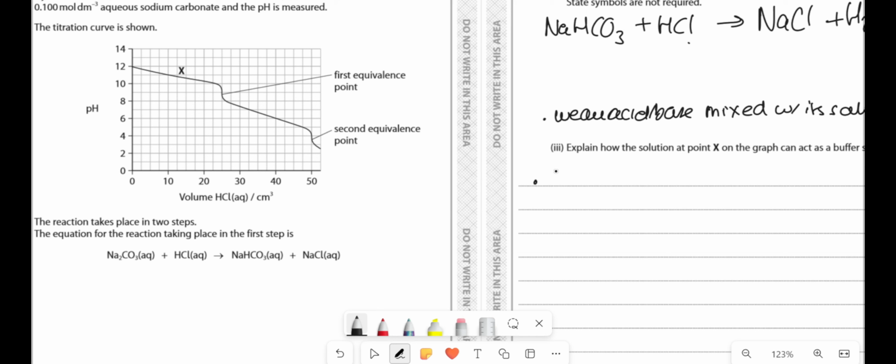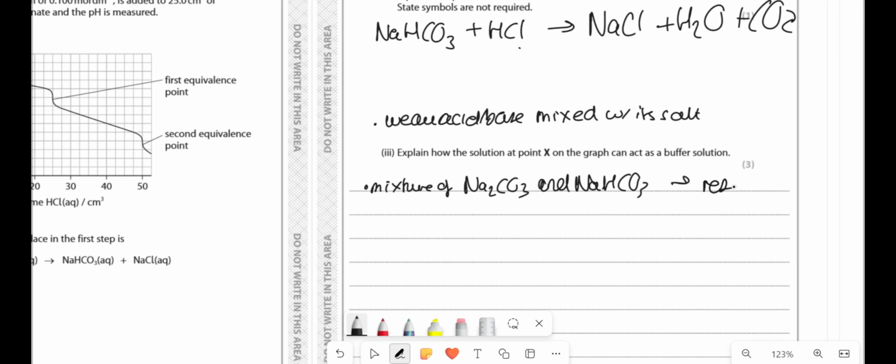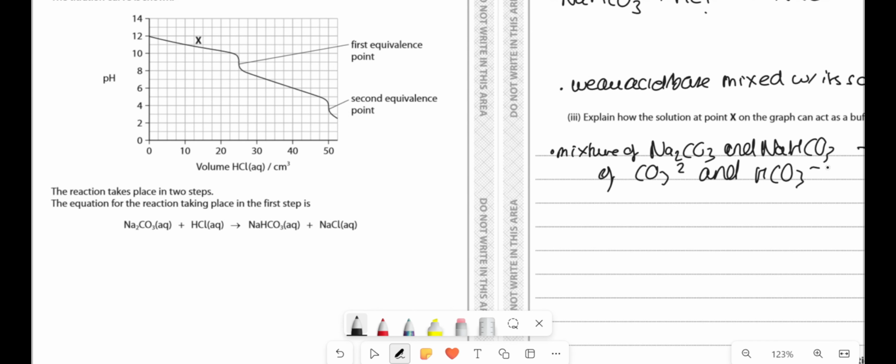So in this case, explain how the solution at X acts as a buffer solution. At X, we have a mixture of this base and its salt, which in this case is a mixture of Na2CO3 and NaHCO3. The reason this becomes a buffer is because you've got a reservoir, or a large amount, of the A minuses, so CO3 2 minus, and your other ions here, the HCO3 minuses.